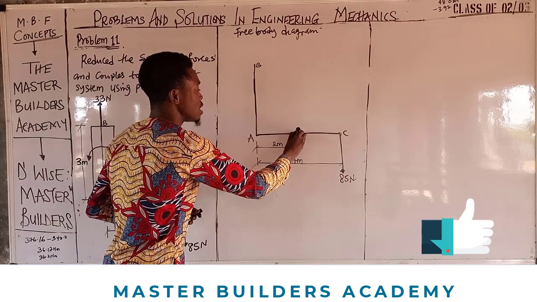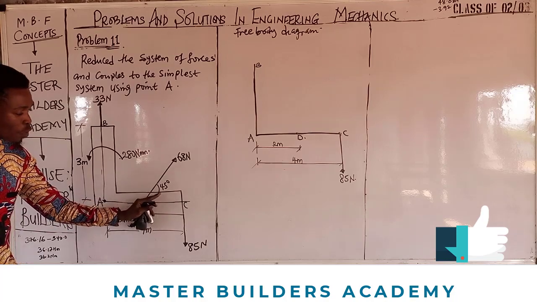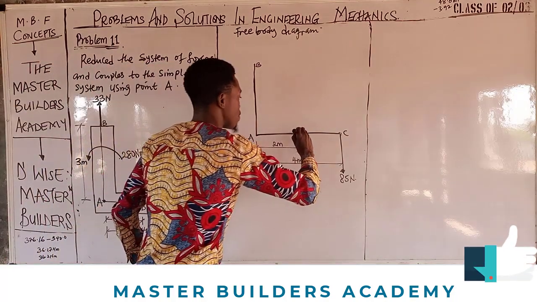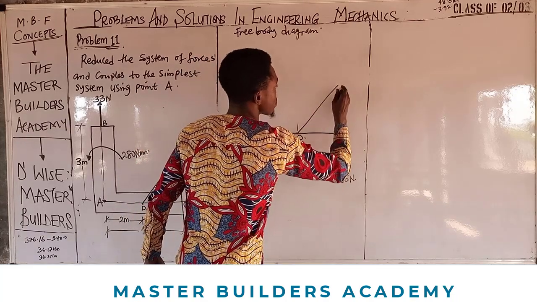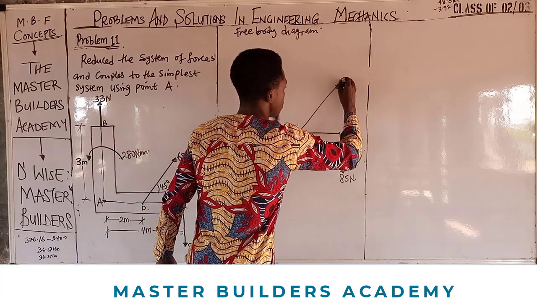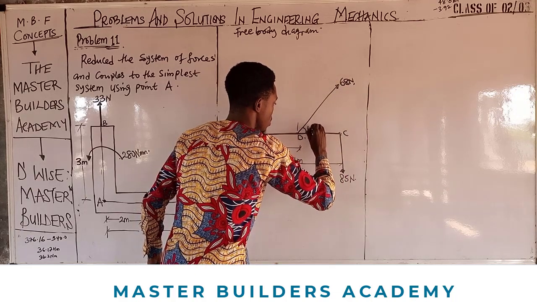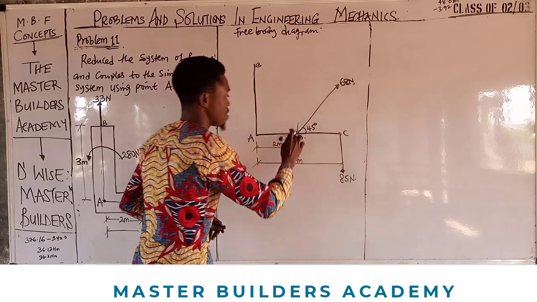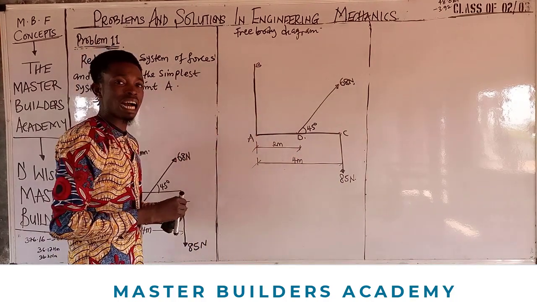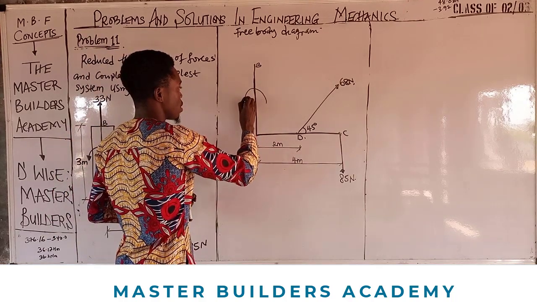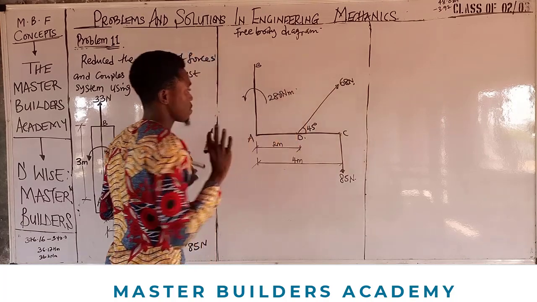Then again at D, we have an inclined force that makes an angle of 45 with X. Let's assume this is 90. This is 45, and we have 68 newtons. The angle it makes with X is 45 degrees. Then in between A and B, we have a moment, and the moment is 280 newton meters.